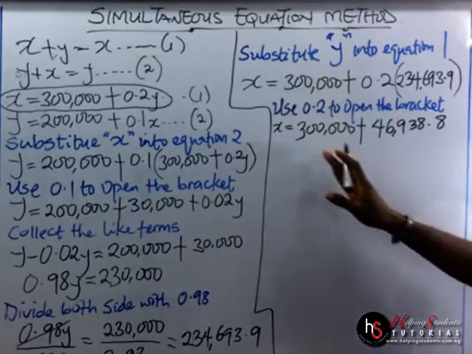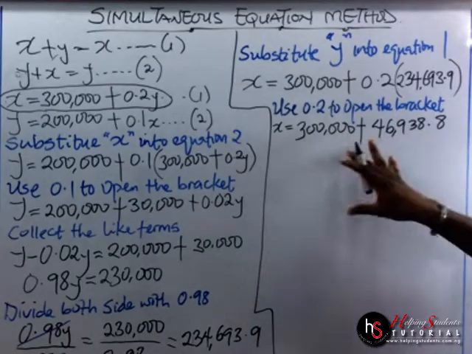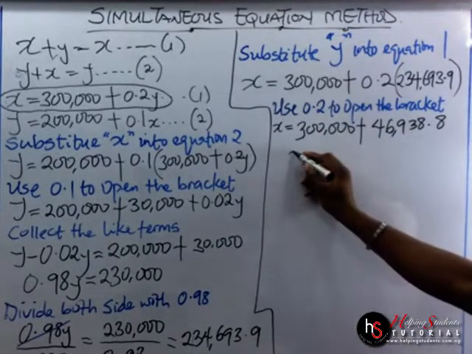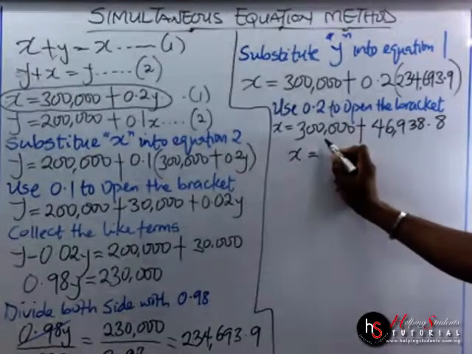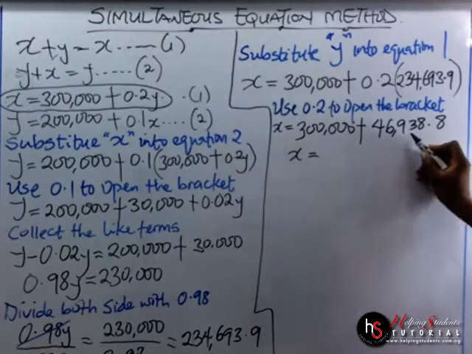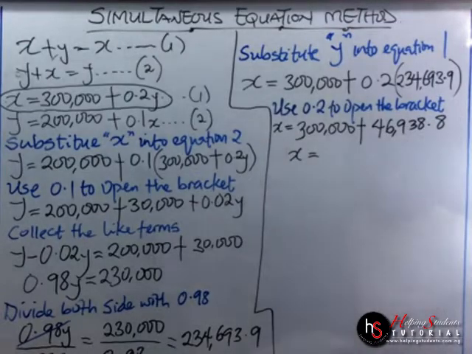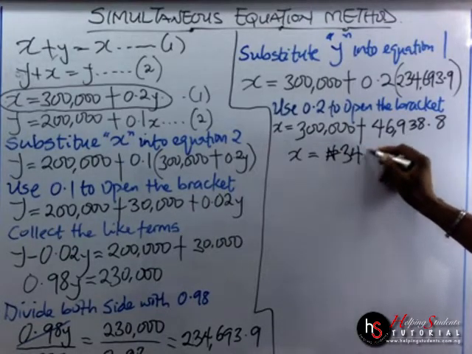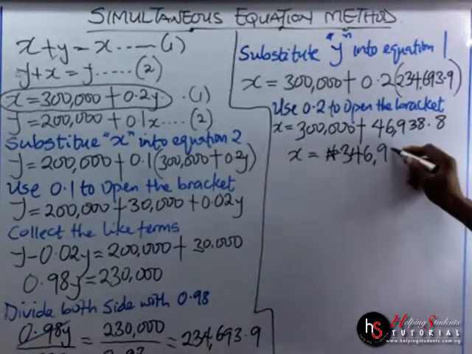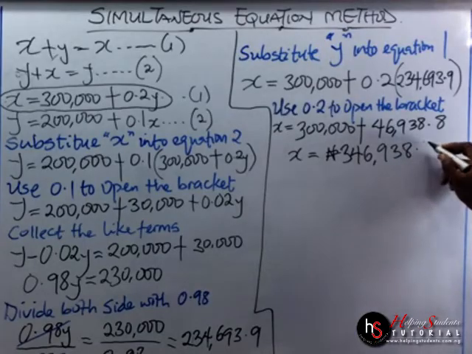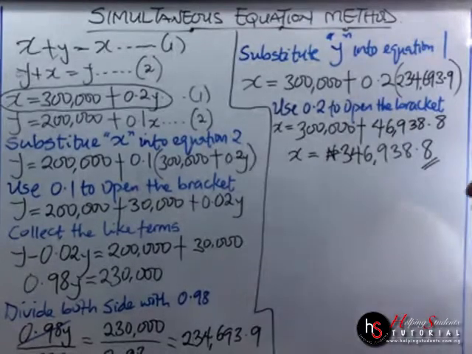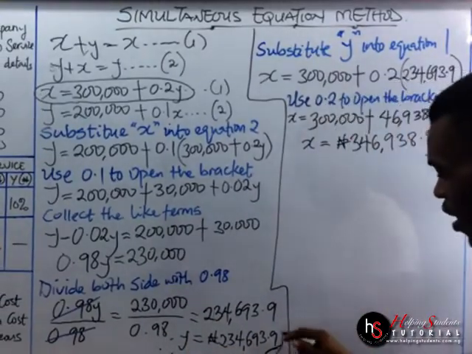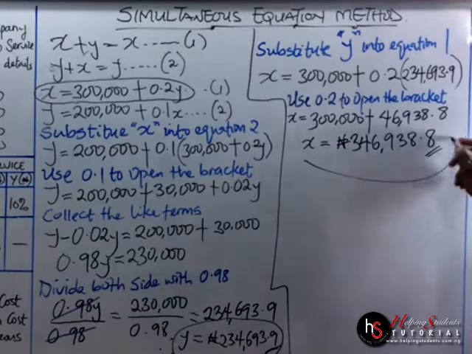46,938.8. So we're going to add these two values together. So whatever it gives us now stands as the value for x. So we say x is equal to 300,000 plus 46,938.8. It gives us what? 346,938.8. So what it simply means is, wherever we have y, this is the value for y. And this is the value for x.